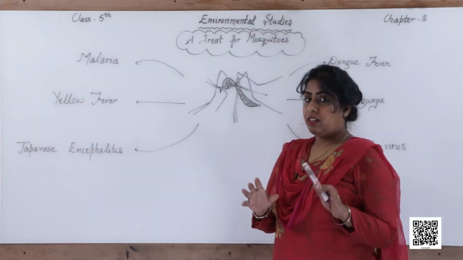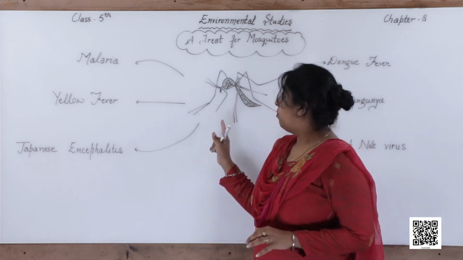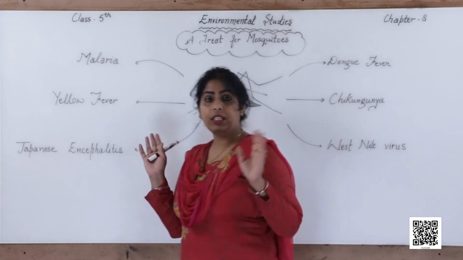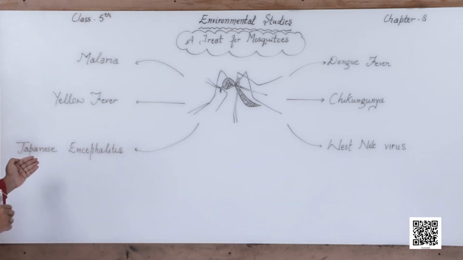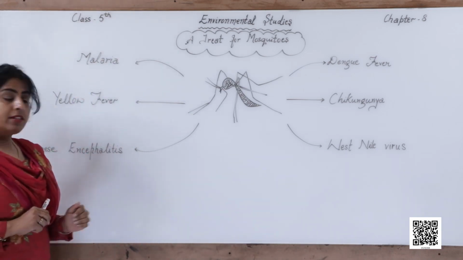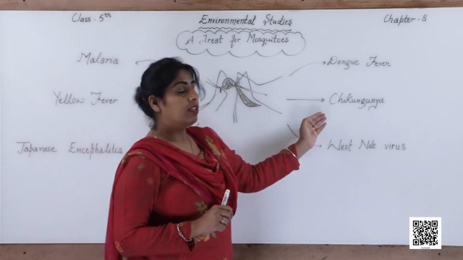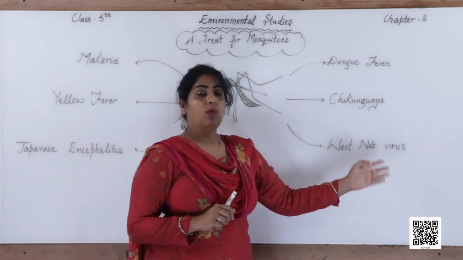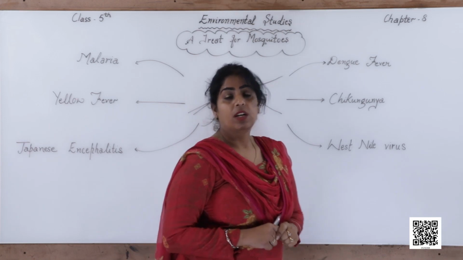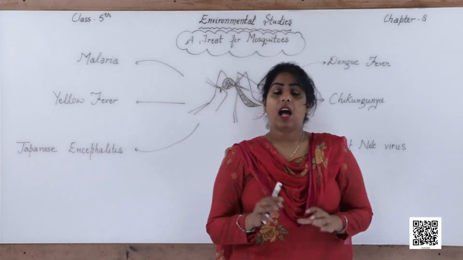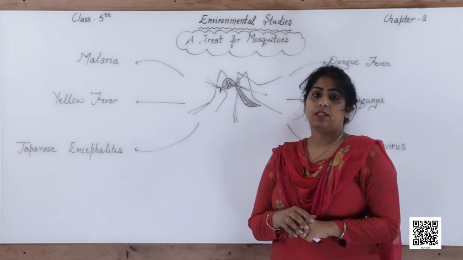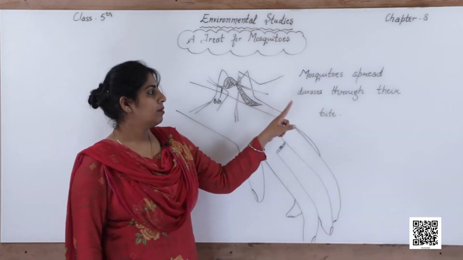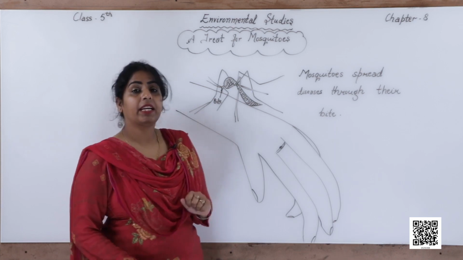So, dear children, now be aware. Mosquitoes can spread all these diseases: malaria, yellow fever, Japanese encephalitis, dengue, chikungunya, West Nile virus, and much more. So, dear children, we have to protect ourselves from mosquitoes' bites as well. Mosquitoes spread diseases through their bite.